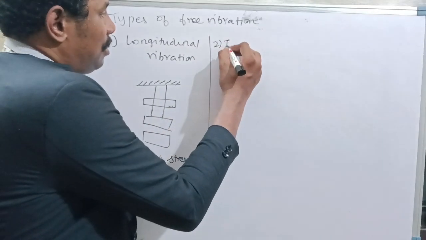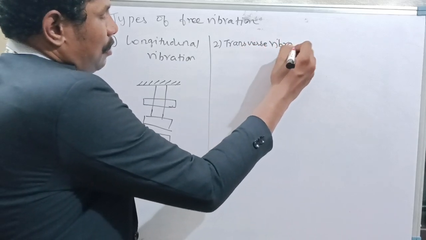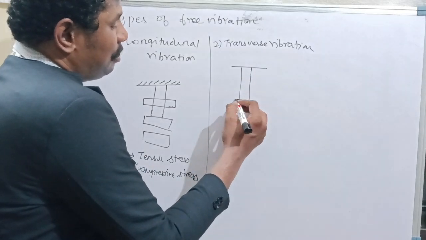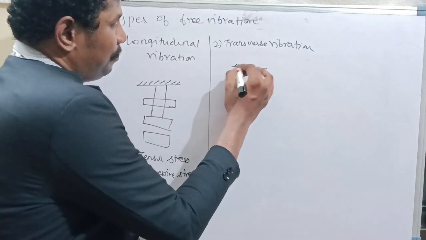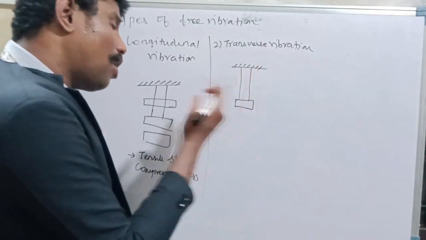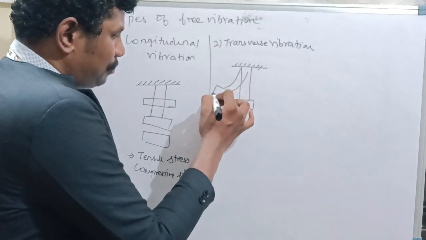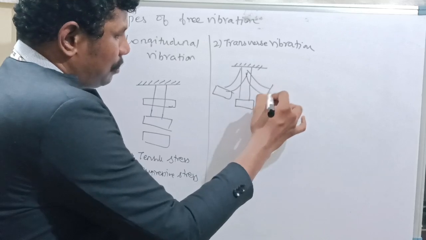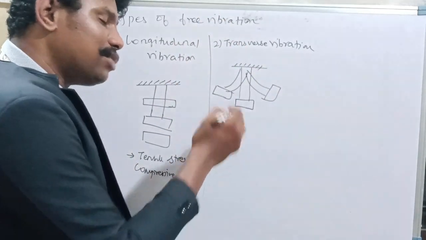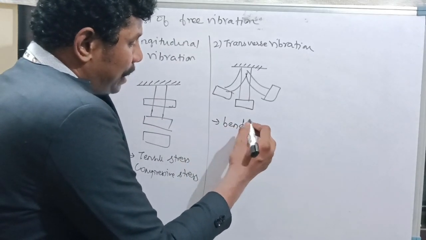Second one is transverse vibration. In this case, I'm going to consider the same constraint with the heavy mass at the other end. The shaft will be oscillating perpendicular to the axis of the shaft. So the shaft will be moving perpendicular to its axis. In this case, the stress induced is bending stress.